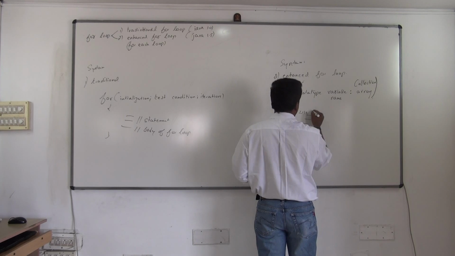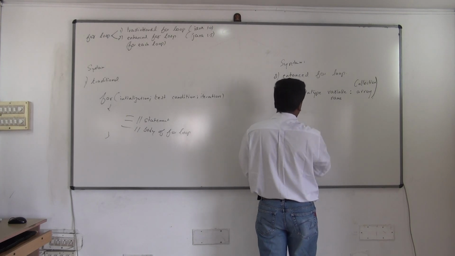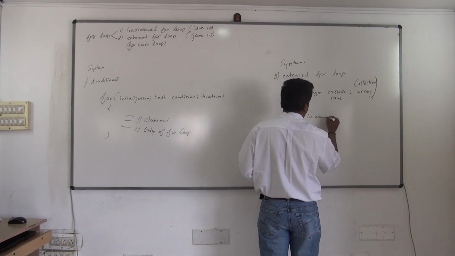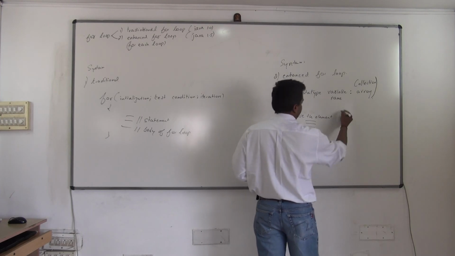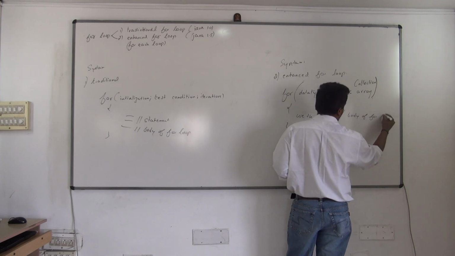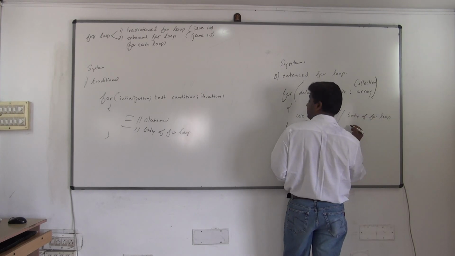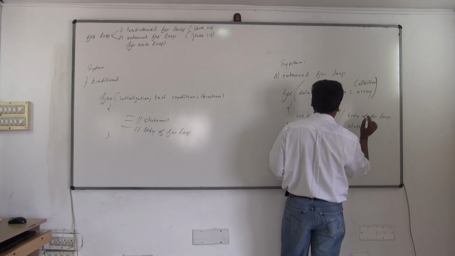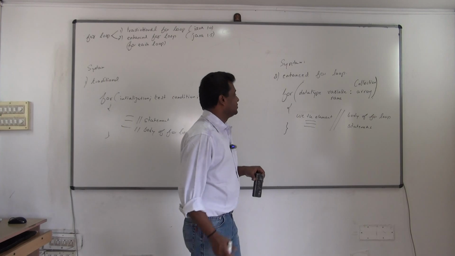You can use the element, and again this is called what? The body of the for loop, or it's also called statements. These are statements. Anything. So it's a very simple one.